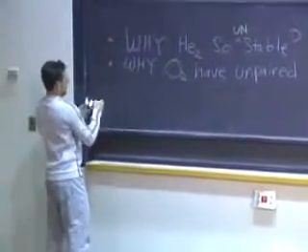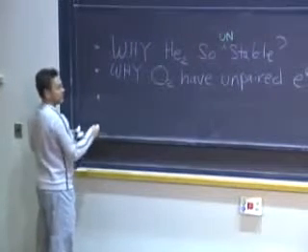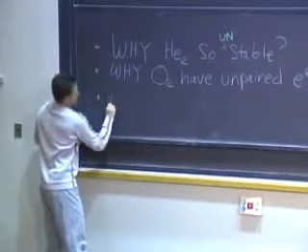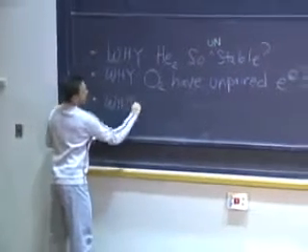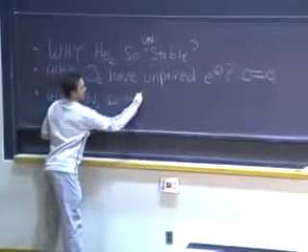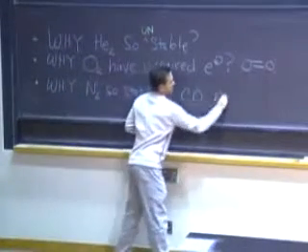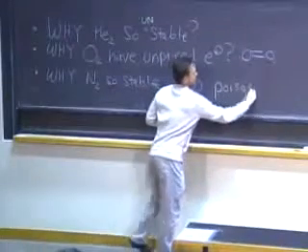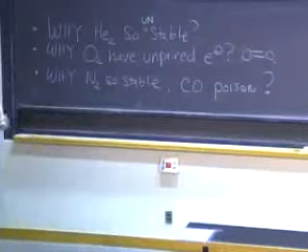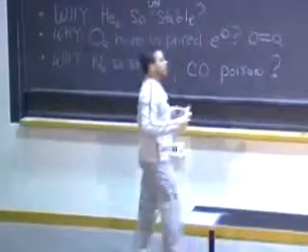And then the final two questions that I will fold into one line here, given the way I'm using up space on this board, is why is N2 so stable? And why is CO a poison? Okay, so MO theory can shed a very clear light on all of these questions. And so that's what we'll work on for the rest of the hour.